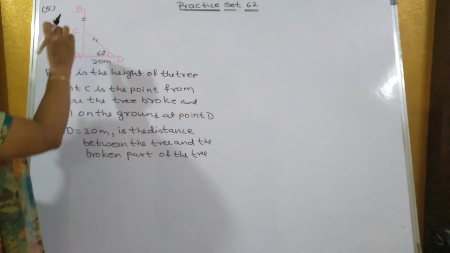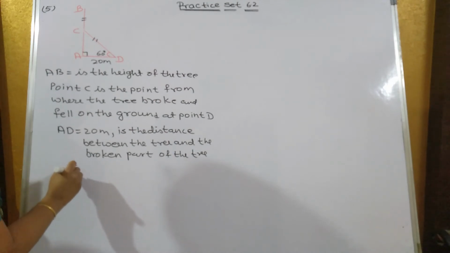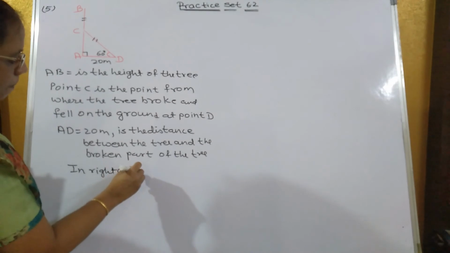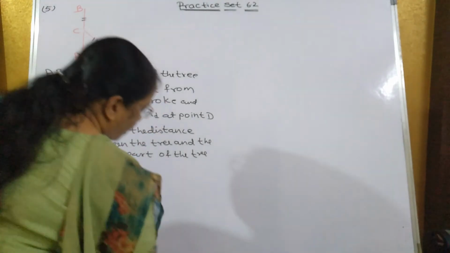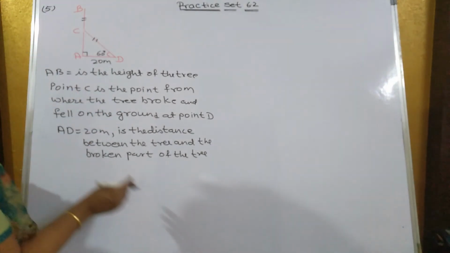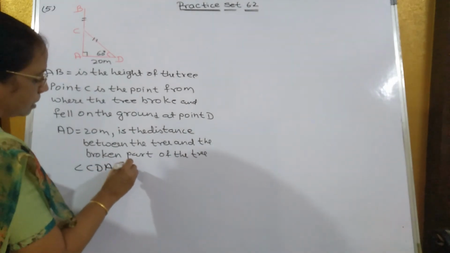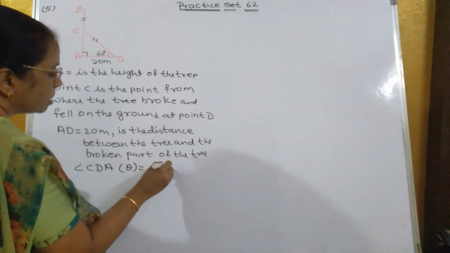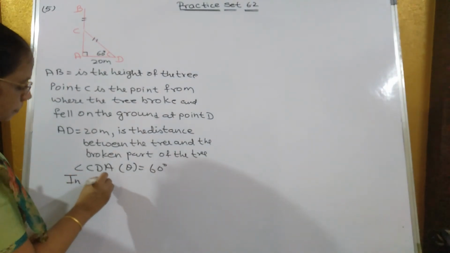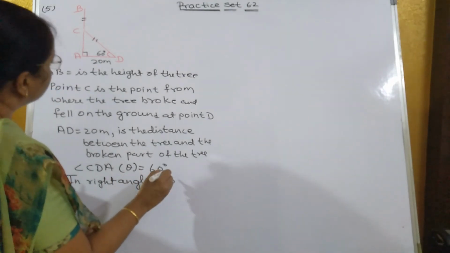So first we will find AC. This is a right angle triangle. So in right angle, first you have to write down theta, angle CDA, that is theta is equal to how much? 60 degree. Now write down in right angled triangle CAD.